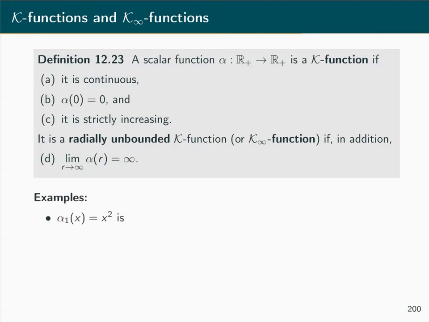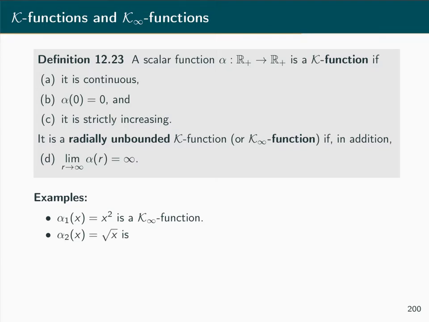To make sure that we have fully grasped the two concepts of a k-function and a k-infinity function, we look at several examples, and the first one is alpha 1 of x being equal to x squared, which is a k-infinity function because it is clearly continuous. At 0 it's equal to 0, it is strictly increasing, and moreover, if we let x go to infinity, we have that also alpha 1 of x goes to infinity.